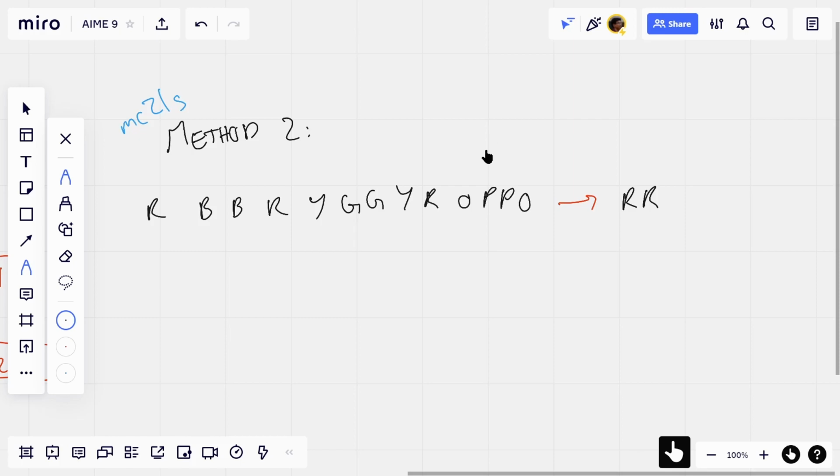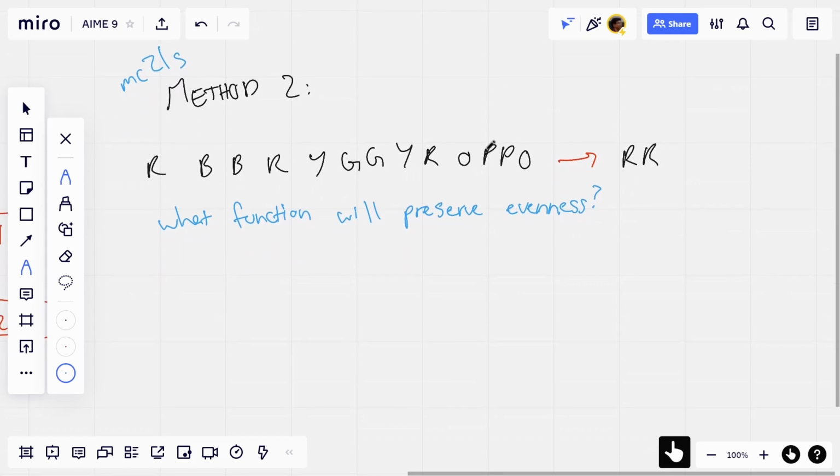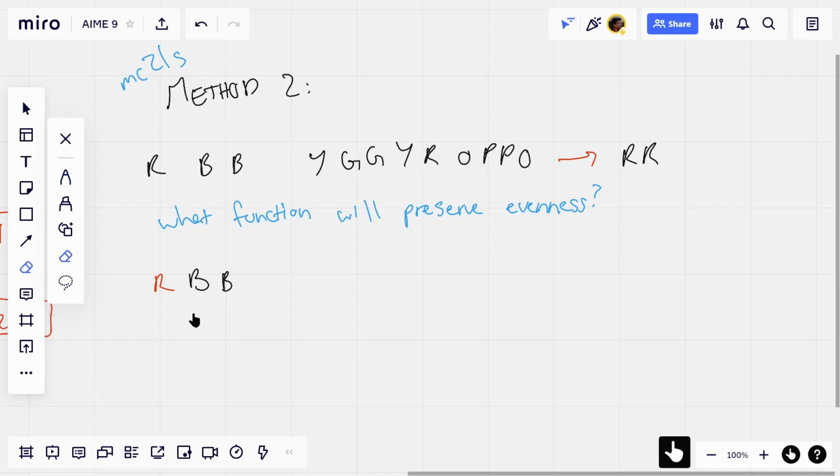So the question is, what function will preserve evenness? So what do I mean by this? Well, for this, we have to do a little bit of creative thinking, and I'll give you the function. We take a look at the leftmost color, which is red. I will remove red. I just realized I labeled this wrong. We will remove red from the sequence in a very particular fashion.